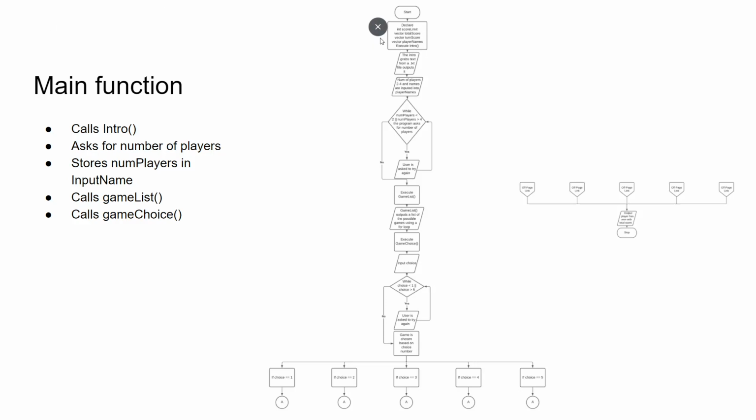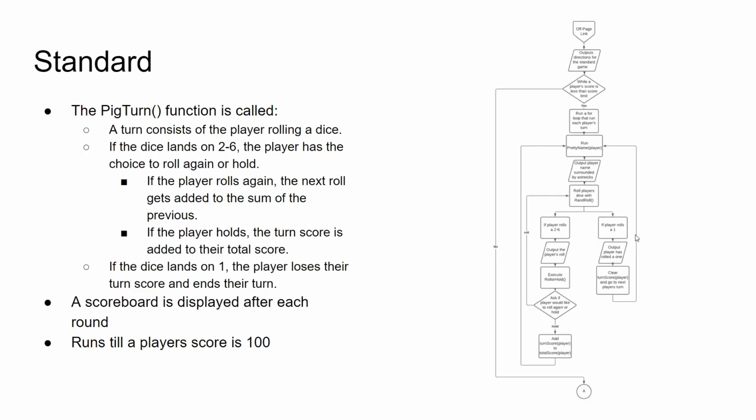On the right here, you can see a flowchart of what I just explained with the 5 different games, beginning and end. If the player chooses 0, which is the standard game, the function pig turn is called, which pretty much runs the standard game of pig where the player rolls, and if you get a 2 or a 6, you can roll again or hold, and if you get a 1, your turn is over, pretty much.